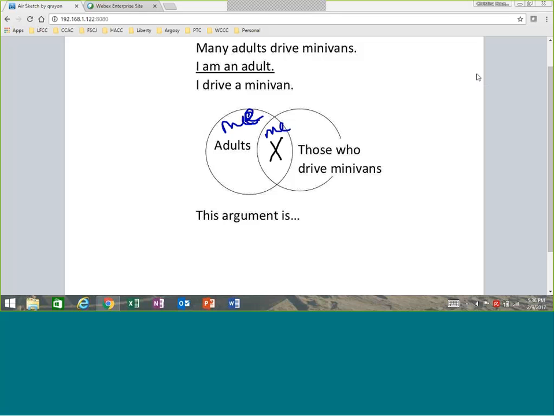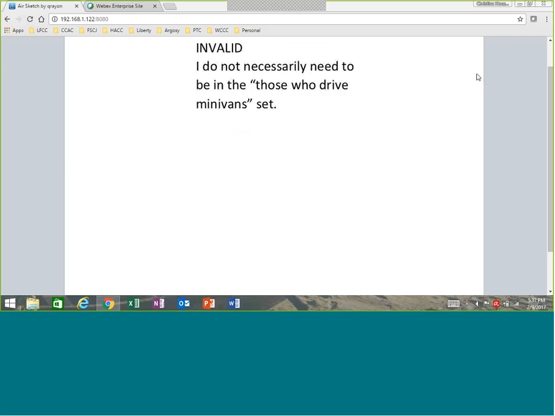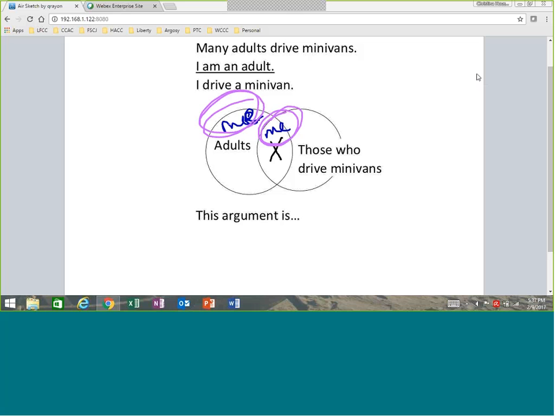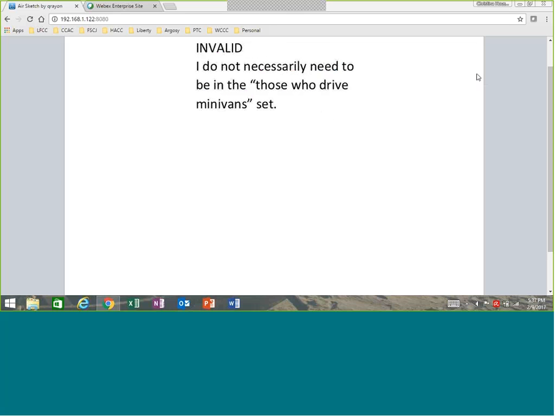So after I have my diagram drawn, I look at the conclusion, I drive a minivan. Well, if this is me, yes, I drive a minivan, but I could also be over here where I'm not in the minivan circle. So those of you that typed invalid, you are correct. That was an invalid argument because I do not necessarily need to be in the set of those who drive minivans. I need to be inside the adult circle, but there are two options here, one in the minivan circle, one out. And since there's that possibility where I may not be in that set, it's invalid.